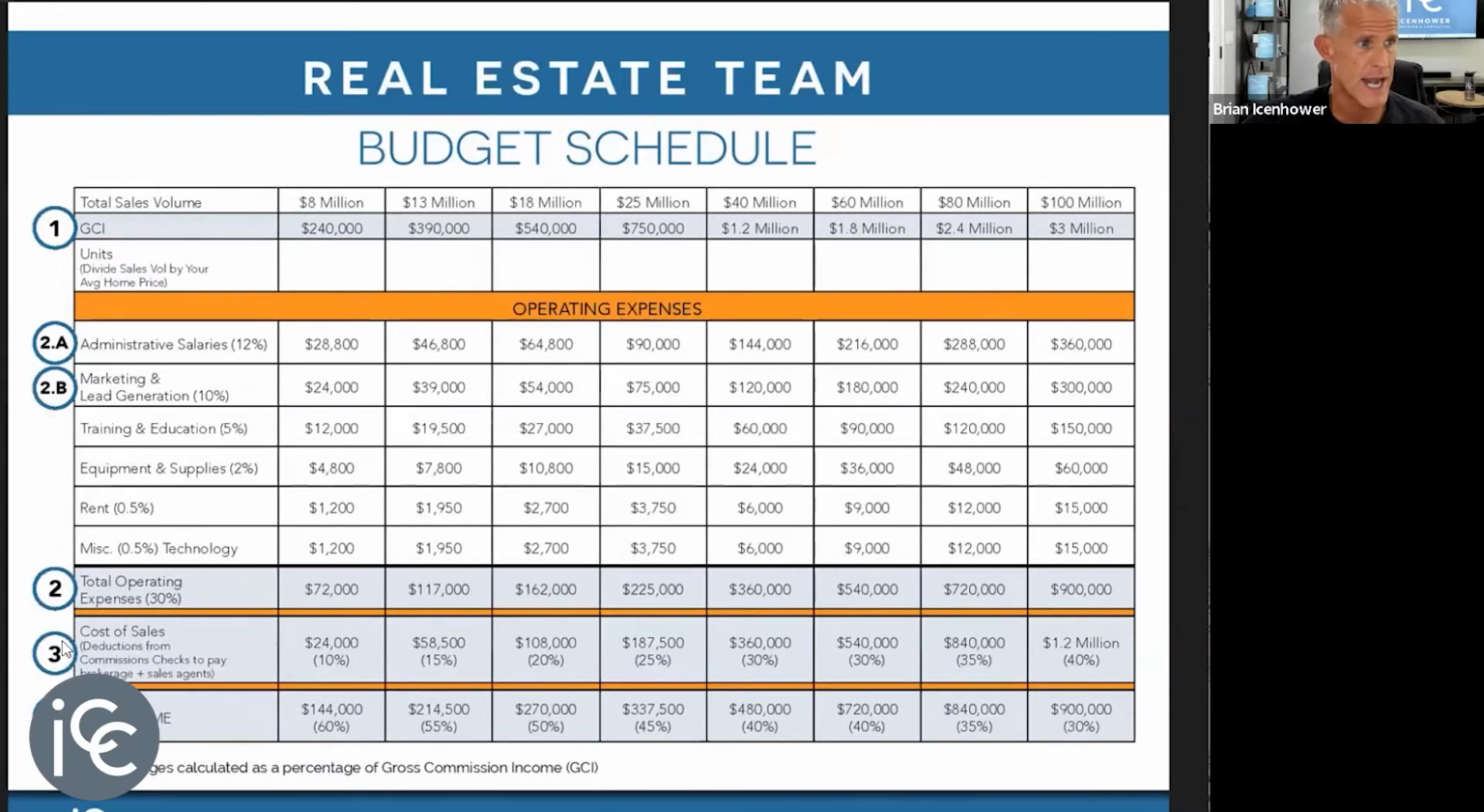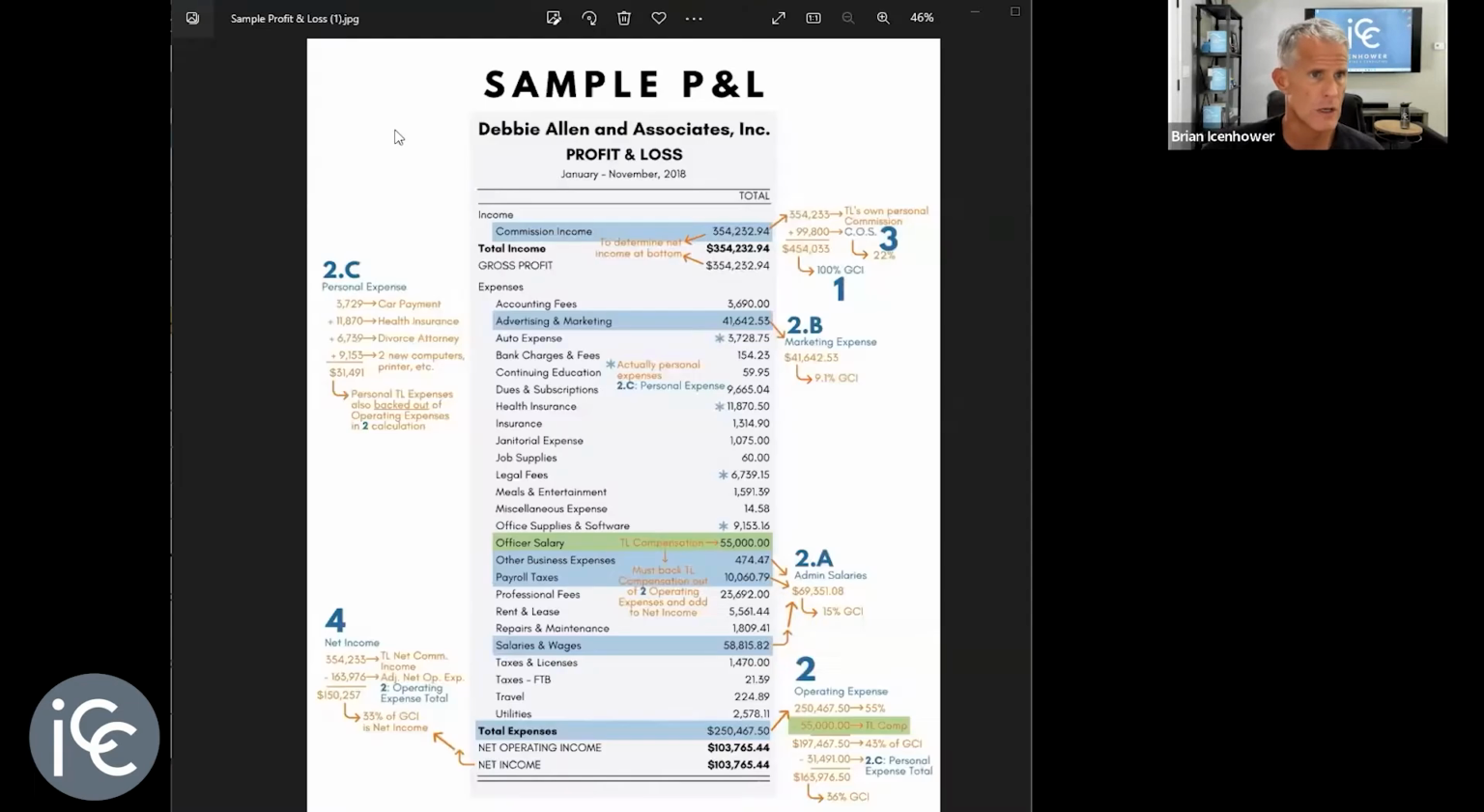Here's your number 3 down here, and these are your cost of sales. Depending on how much production you're doing, we're going to see how much you should be paying your broker, and or your buyer's agents on your team as you grow. So we'll get number 3, because we have to figure out all of these from our budget and from our P&L. So to do that, we're going to shift back over to the profit and loss statement.